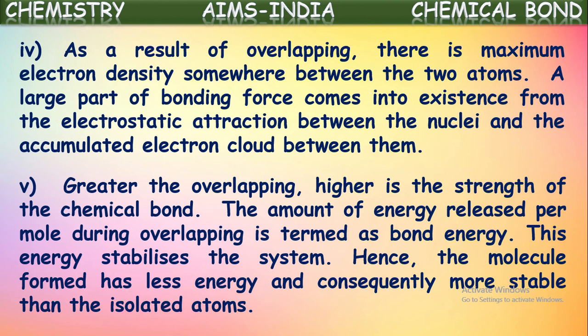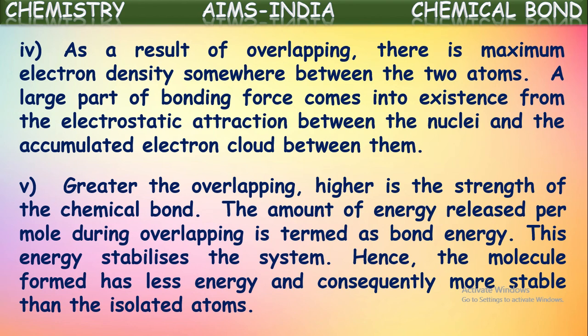This energy stabilizes the system. When the system loses energy, the system becomes more stable. Stability and energy are quite opposite. If energy is lost, the system becomes more stable. If energy is more, the system will be unstable. So by the formation of covalent bonds, atoms lose energy, so the molecules formed will be more stable. Hence, the molecules formed have less energy and consequently are more stable than the isolated individual atoms.